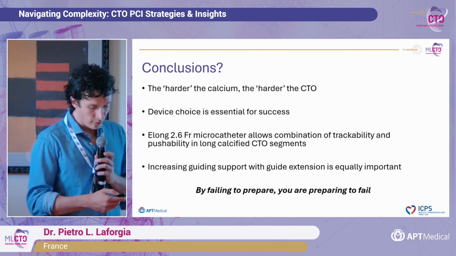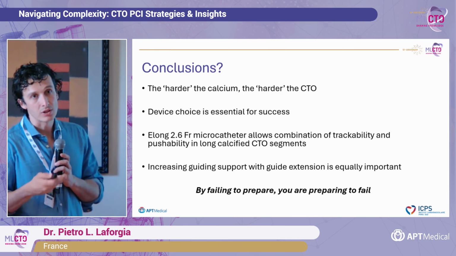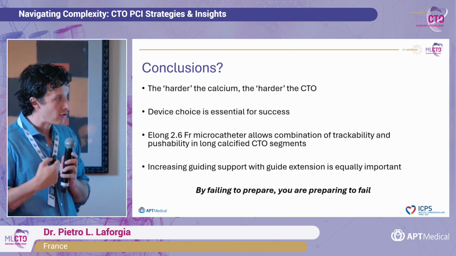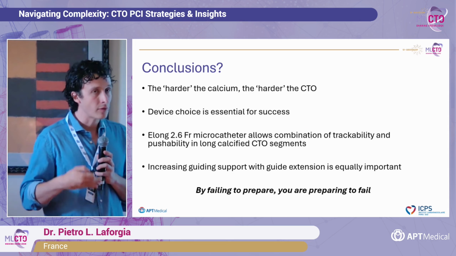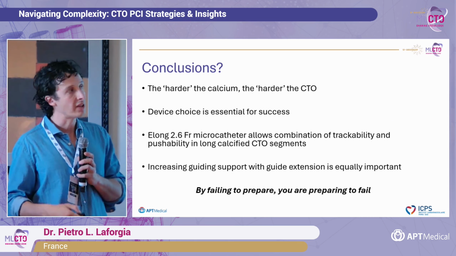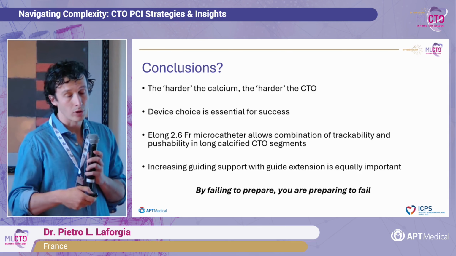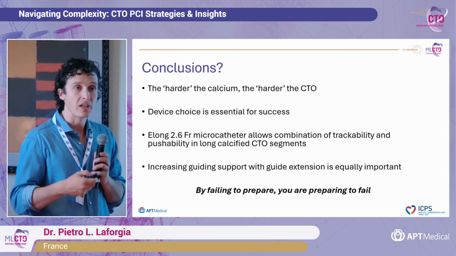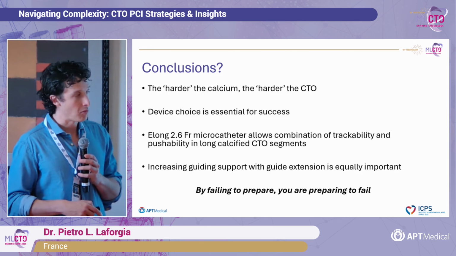So to conclude, of course, the harder the calcium, the harder the CTO, but the message I always say to myself is: stick to your plan. Try to use most of the time the same device you're familiar with. Try to use the good device for the good case, but when you need push, when you need support, when you're dealing with calcified CTOs, the Elong 2.6 French has become my microcatheter of choice, but also in retrograde cases, in fibrous cases, in longer CTOs, I've almost never had any problem.